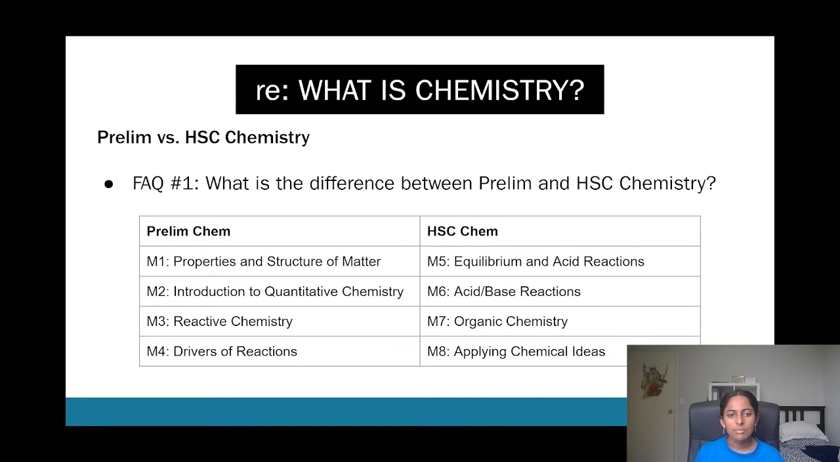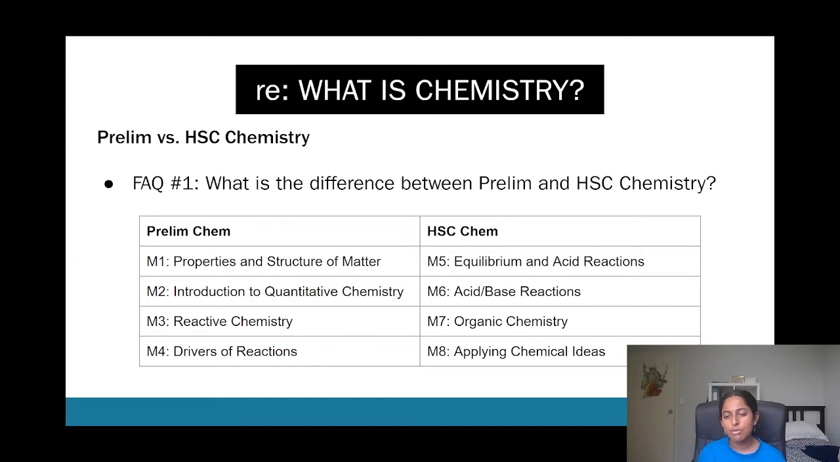This is the structure of prelim chem as well as HSC chem. You may be already aware of this. Prelim chem has four modules just like HSC. The modules explore properties and structure of matter. You get an introduction to quantitative chemistry, which is the basis for the rest of these modules. Then you look at reactive chemistry, some of which appears in year 12 and some of which doesn't. Then you have drivers of reactions, a concept that also applies in year 12. Out of these, the module that probably doesn't apply as much is module 3, but that doesn't mean it's completely ignored. Hopefully that makes sense.